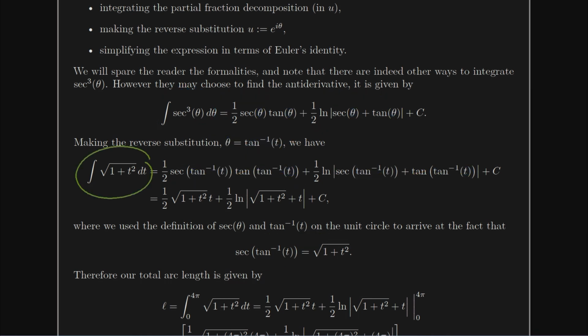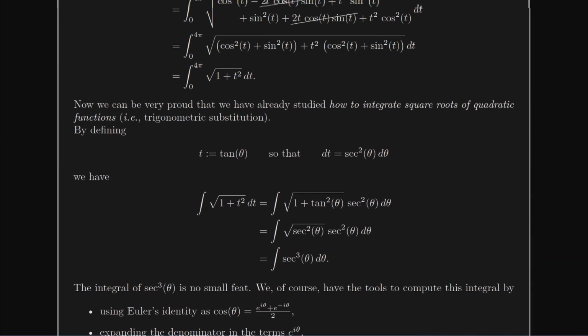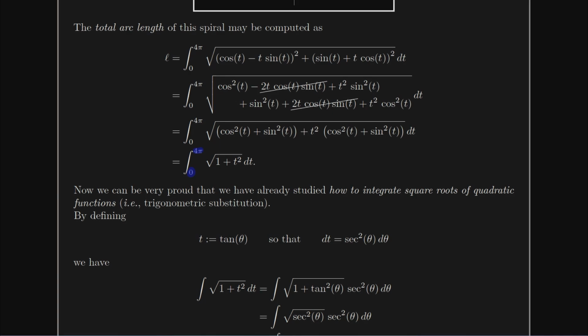So that's going to be the antiderivative of the square root of 1 plus t squared. Doesn't look great, but you can certainly calculate it. And now that we've done that, right, this antiderivative computes the arc length once we put some bounds on it and give ourselves a definite integral.